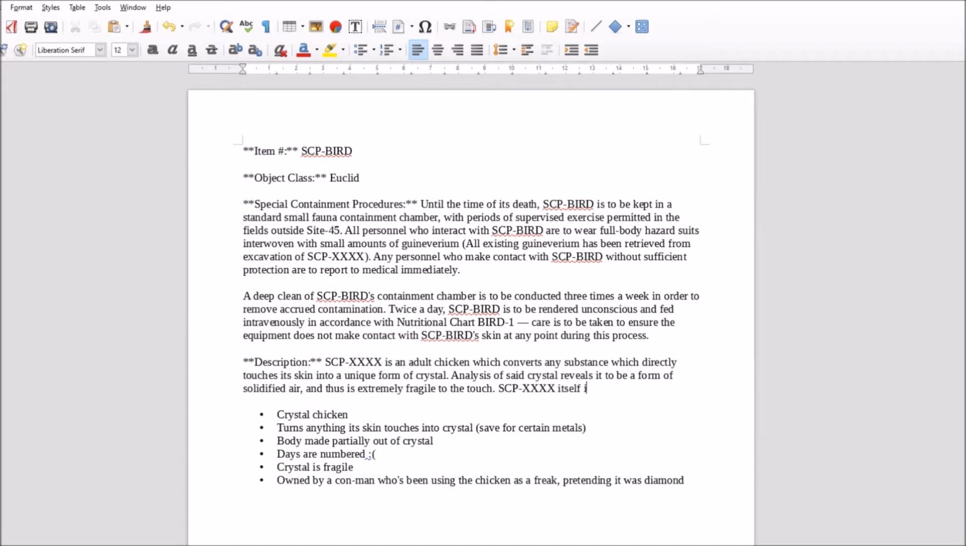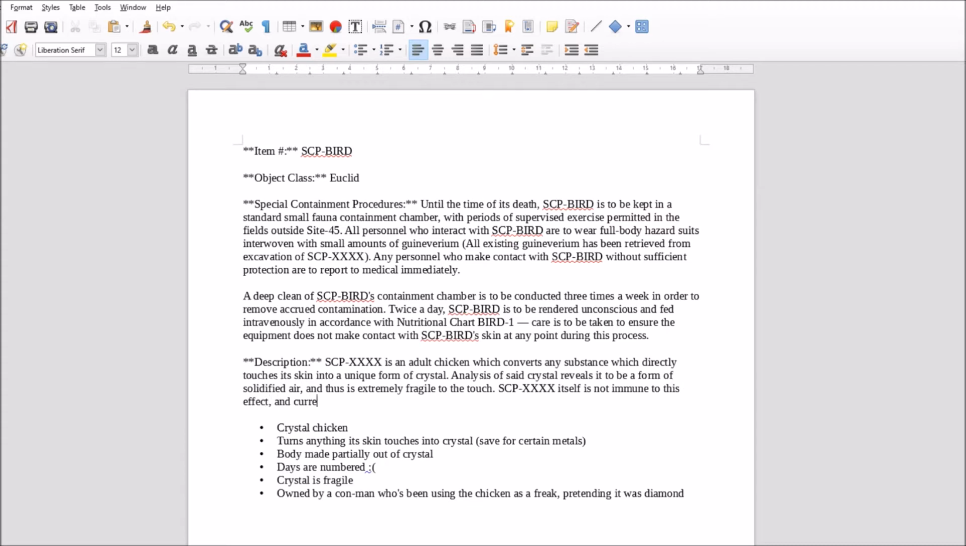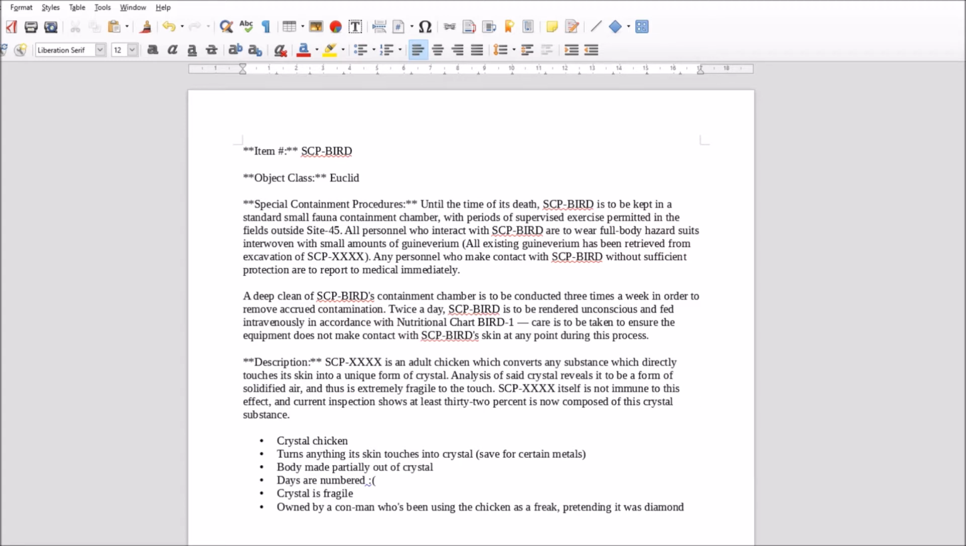SCP itself is not immune to this effect, and current inspection shows at least 32% of its body is now composed of this crystal substance. Yes. Or at least coated in it. Then we have a footnote. It is unknown how SCPX continues to function when several of its organs have already been converted.